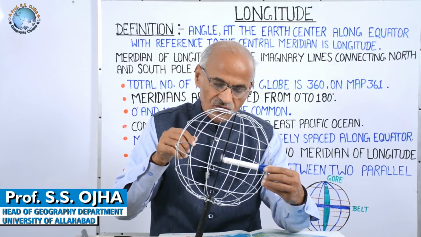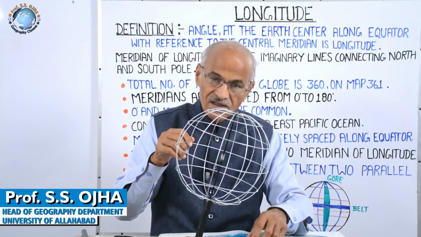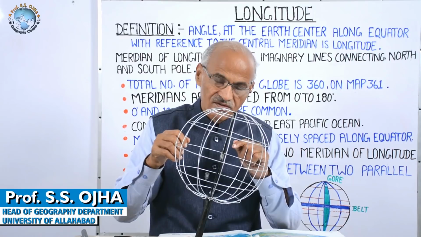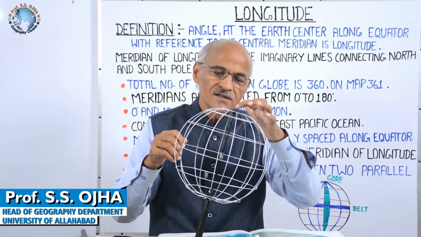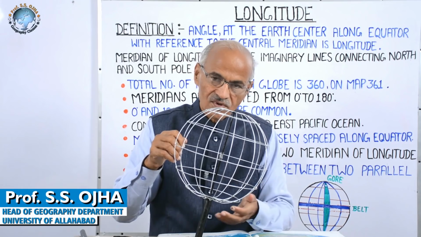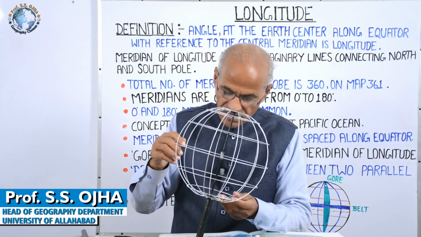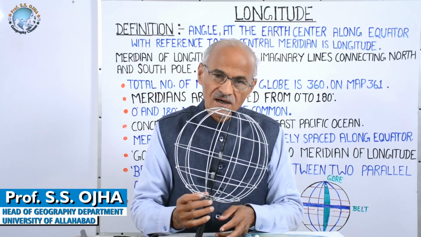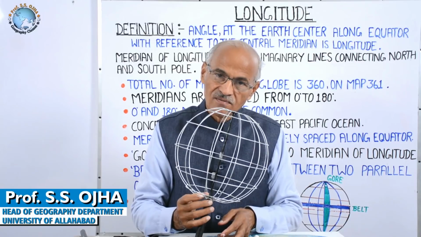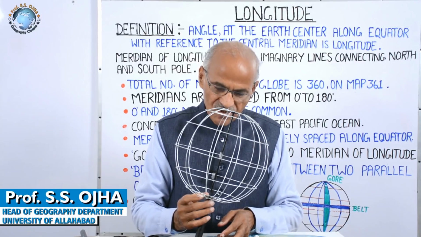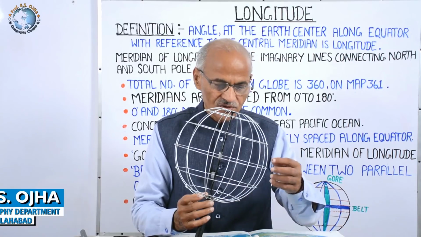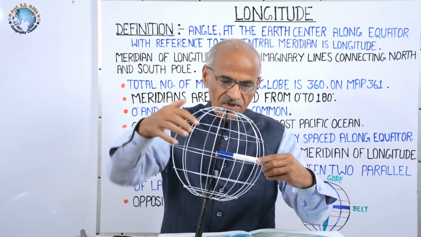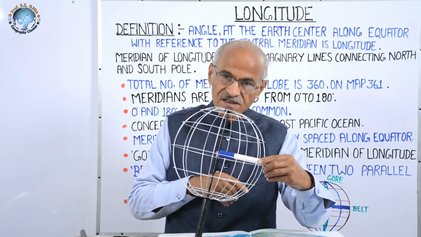But let us know what a meridian of longitude is. Longitude is an angle at the earth's center, but a meridian of longitude is a line that connects the North Pole and the South Pole. Now there may be a question: how many longitudes will there be at the center? The answer is very simple, 360. Suppose this is 0, then when you make one complete circle, it will be 360.